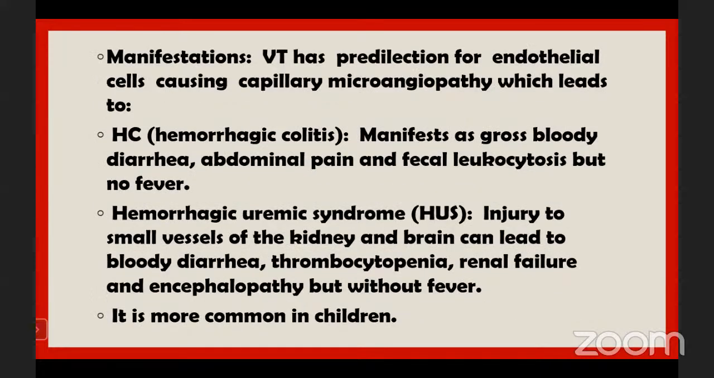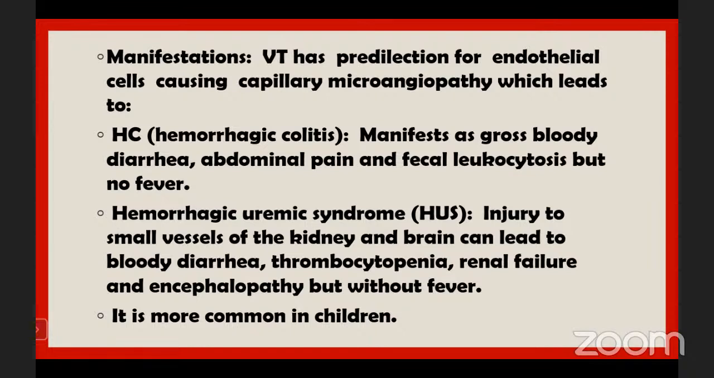Next one is the manifestation of verocytotoxin. It has a predilection for endothelial cells and it will cause capillary microangiopathy, which will lead to hemorrhagic colitis. In hemorrhagic colitis, bloody diarrhea is seen, abdominal pain and fecal leukocytosis, but no fever is seen.